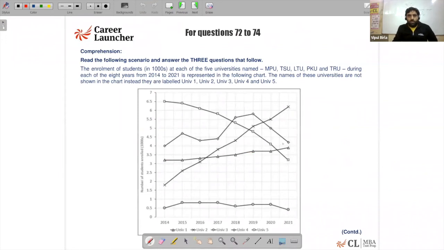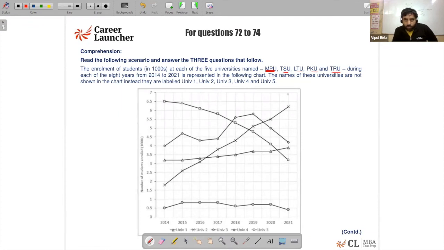All right, questions 72 to 74, comprehension. Read the following scenario and answer the 3 questions that follow. It says the enrollment of students in thousands at each of the 5 universities named MPU, TSU, LTU, PQ, and TRU during each of the 8 years from 2014 to 21. All data is given.